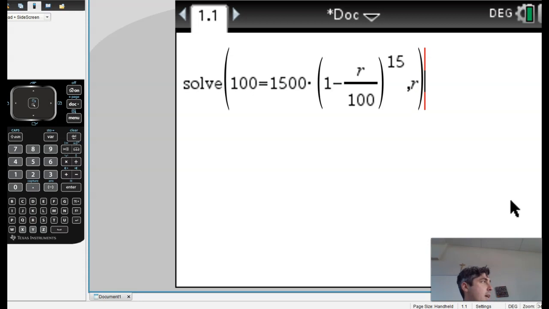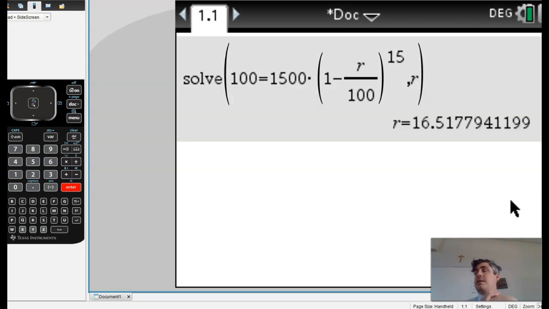Alright, so what we're saying here is 1500 is multiplied by that bracket's multiplier 15 times. And in that time, it reduces it down to 100. Okay? The thing is, we don't know what R is. And so that's what this solve will do. So R was 16.5%. So that's how much it had to drop each year for 15 years in a row to get to $100. So that's your solution.